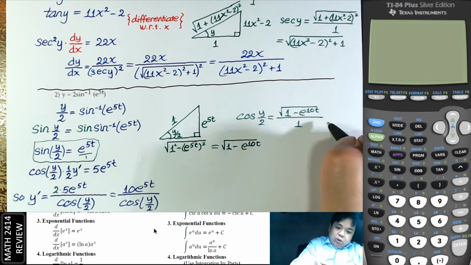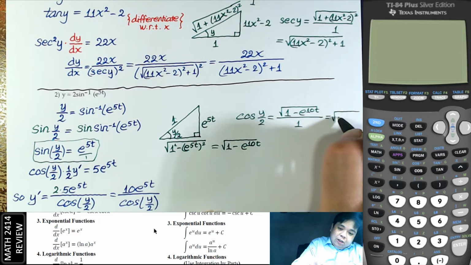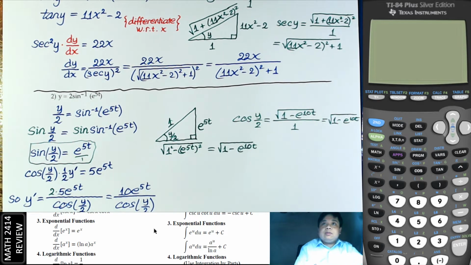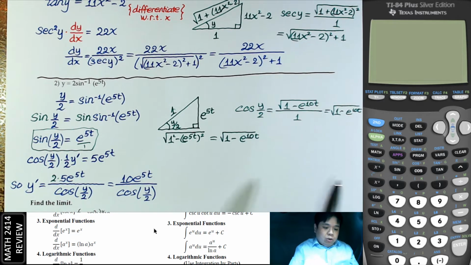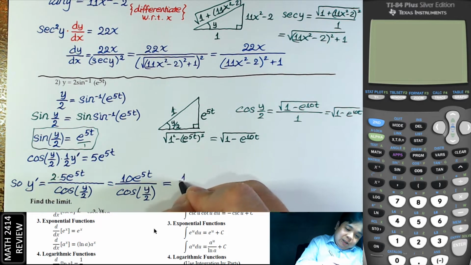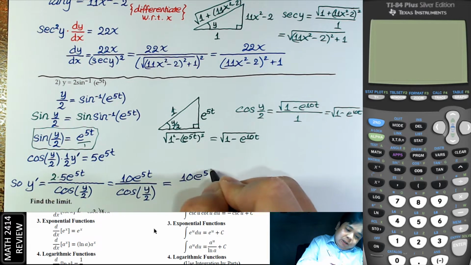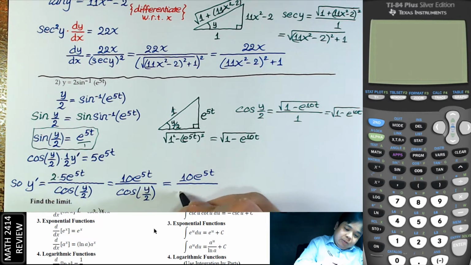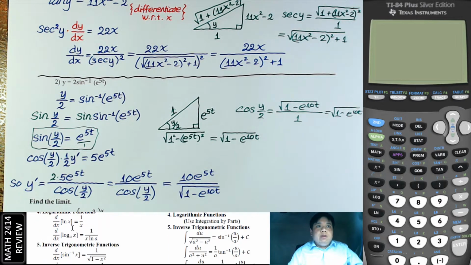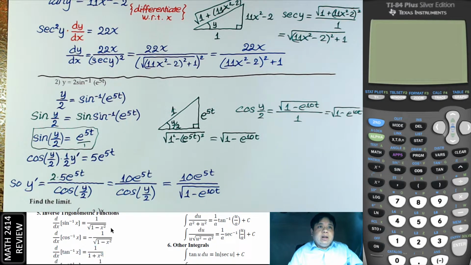Or just square root of 1 minus e to the 10t. Right. So that is cosine. I'll substitute that in here, and that's what we get. Now, of course, we can also use the formula for the sine inverse directly, which is this.